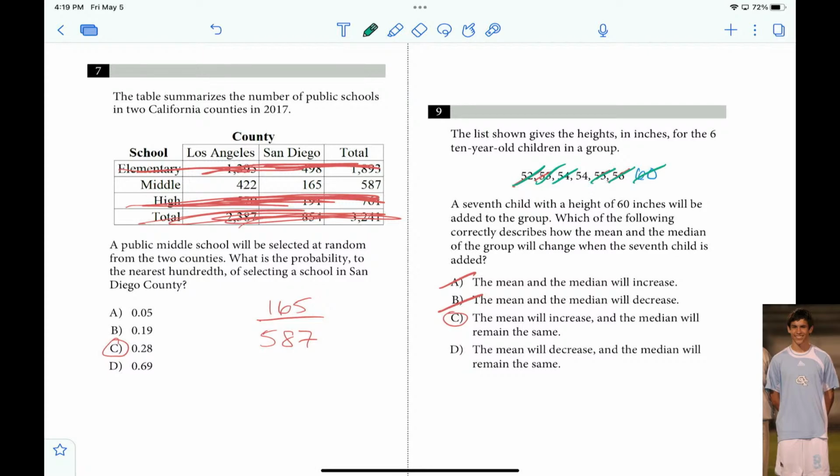And then the mean, you can just add them up and then divide by however many you have. So 52 plus 53 plus 54 plus 54 plus 55 plus 56 divided by 6. Write that number down and then add them all up again, but include the number 60 and then divide by 7 because now there's 7 numbers.